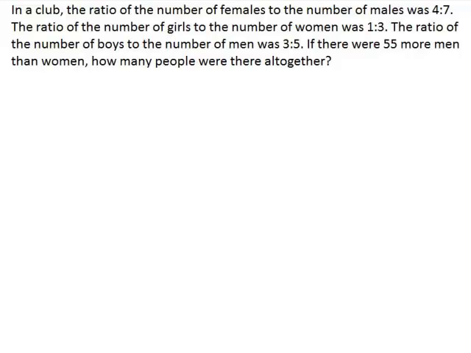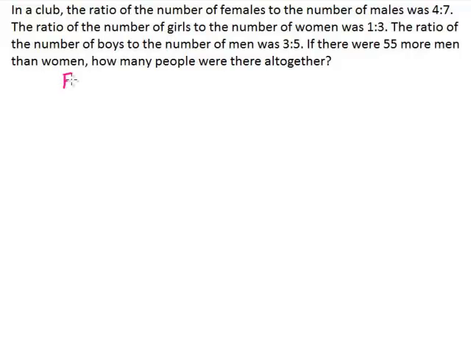In a club, the ratio of the number of females to the number of males was 4 to 7. The ratio of the number of girls to the number of women was 1 to 3. The ratio of the number of boys to the number of men was 3 to 5. If there were 55 more men than women, how many people were there altogether?